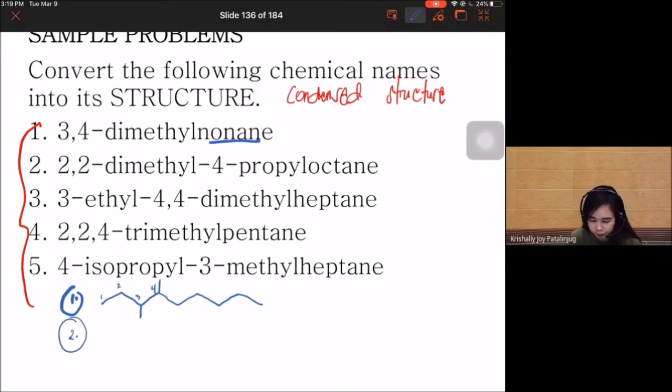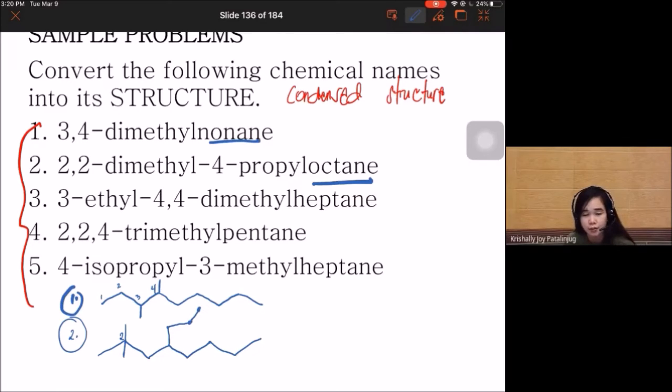Okay, number 2. The parent is octane. So, skeletal ulit. You have octane. This is carbon 2 na merong methyl attached to it, and carbon 4, merong propyl. So that is the propyl, 1, 2, 3. So you can have that structure.